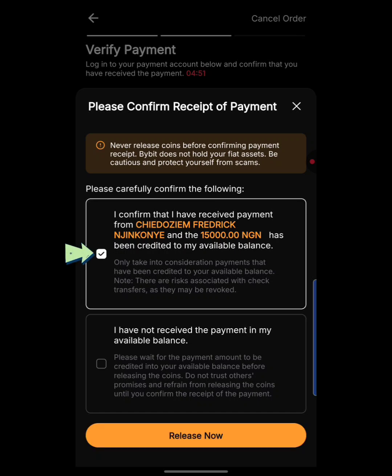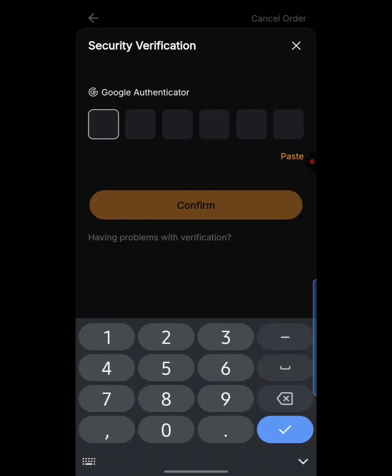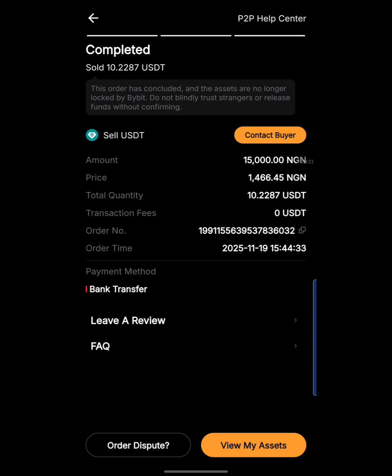I'm going to confirm, and over here that says release now, I'm going to hit on the release now button guys. Okay, I'm going to input my password right now, so I'm going to pause this video guys. Okay guys, so I'm done inputting my password. So as you can see right here, it says completed, sold 10.2287 USDT.